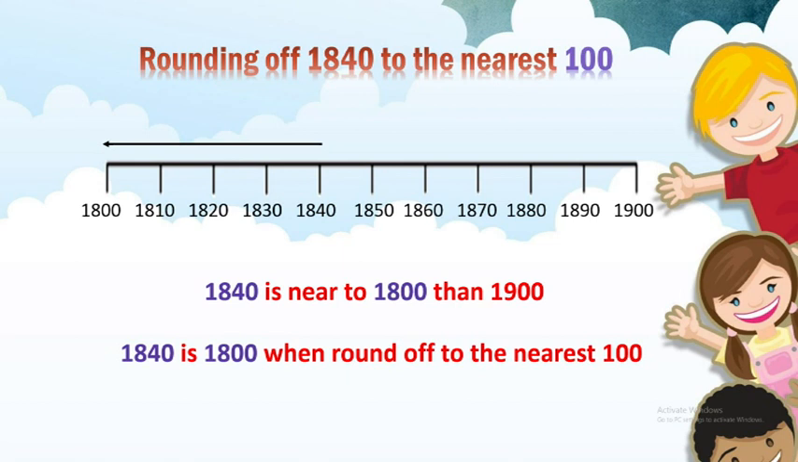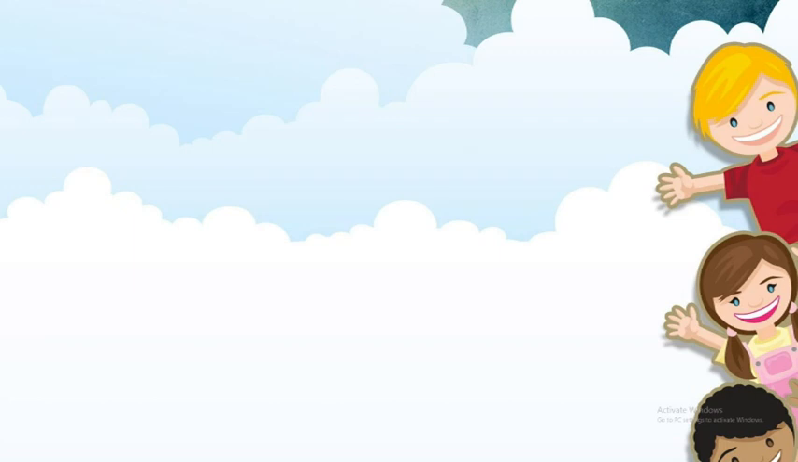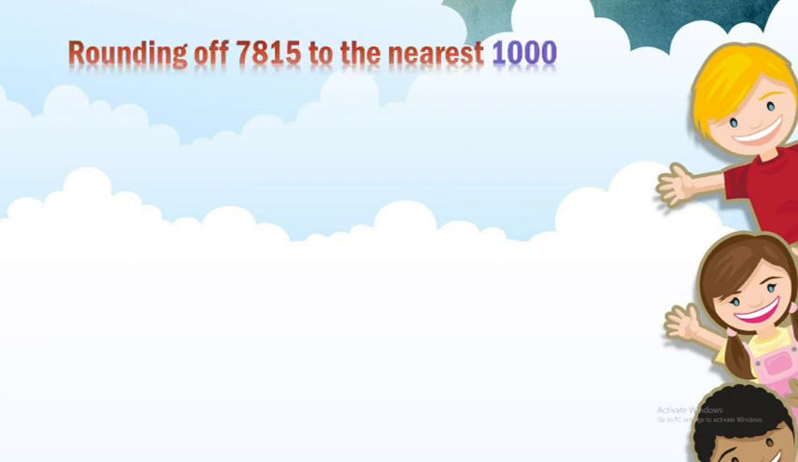1800. Okay, students, this time you are going to round off to the nearest 1000. First I am going to give a number. This time you have to do it on your own. This is the number. You have to find out the nearest 1000. I will give 2 minutes to do it. Okay.